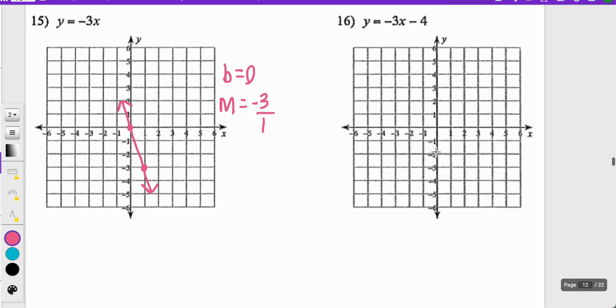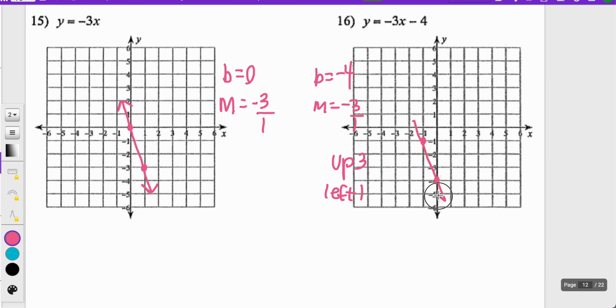Number 16, my y-intercept is negative 4. And then my slope is negative 3 over 1. So down 1, 2, 3, but that's going to get me off of the graph. So I'm going to go up 3, left 1. So up 1, 2, 3 to the left 1 still shows a negative slope.